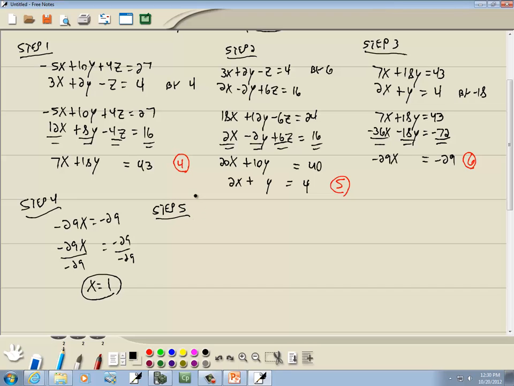Well, step 5. We want to plug that value into either equation 4, see how it has x's and y's, or equation 5. This has x's and y's. Now equation 5 looks a little easier, actually. So let's plug it in. 2x plus y is equal to 4. Now we'll put 1 in for x. So we've got 2 times 1 plus y equals 4. So we've got 2 plus y is equal to 4. Take 2 over, and we've got y is equal to 4 minus 2, or y is equal to 2.